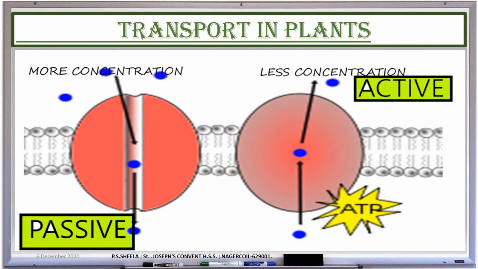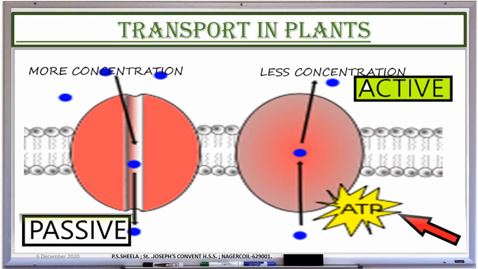Transport in plants. Transport in plants is of two types: passive transport and active transport. Passive transport is the movement of molecules from a higher concentration to a lower concentration, and so it requires no energy because it moves with the concentration gradient. Whereas active transport is the movement of molecules from lower concentration to higher concentration. It moves against the concentration gradient and so it requires energy.